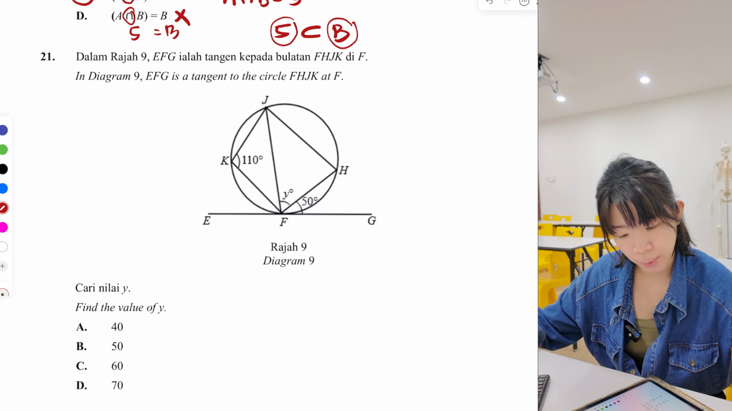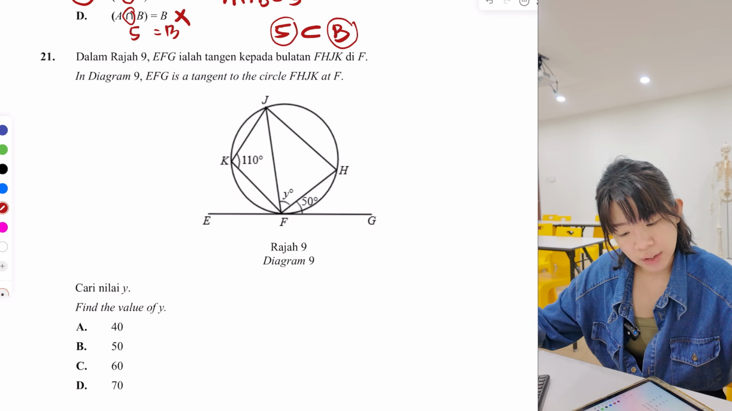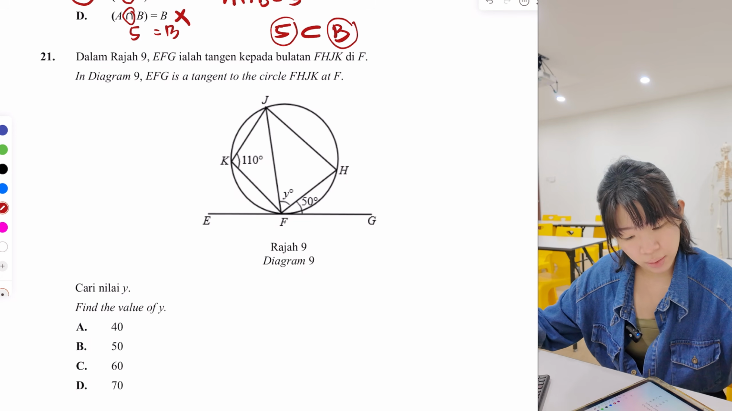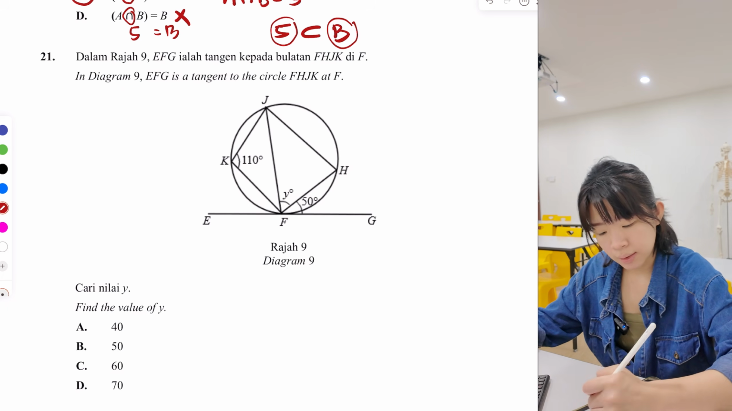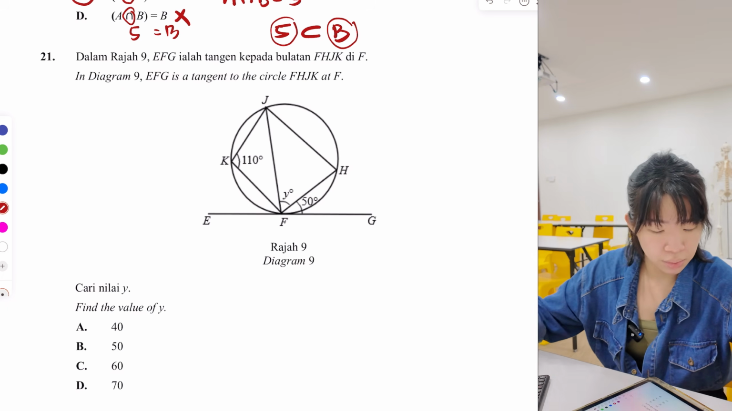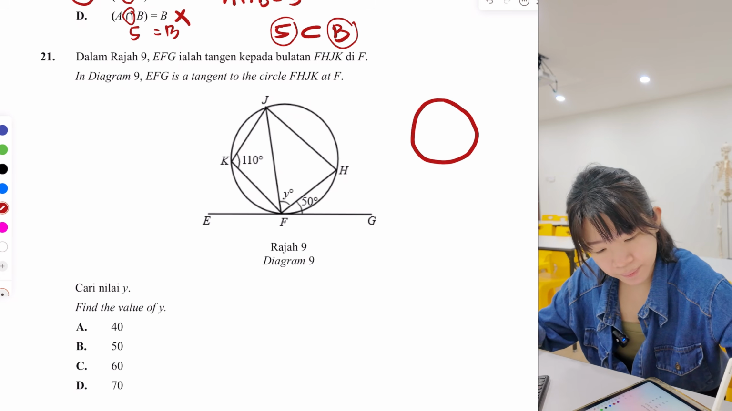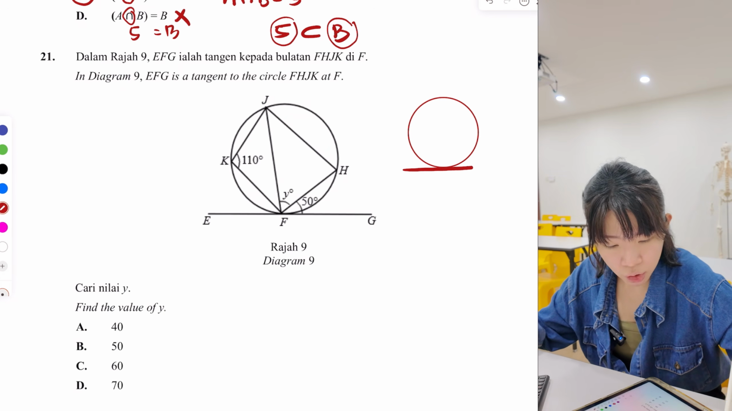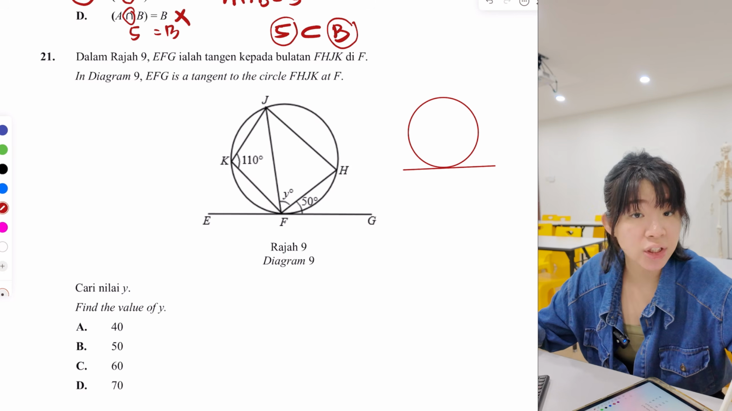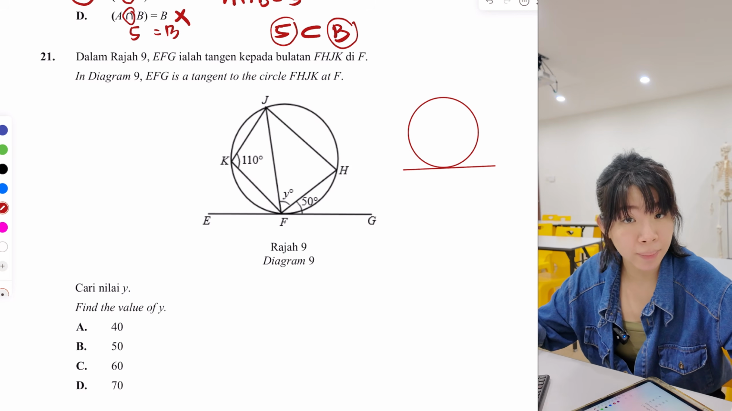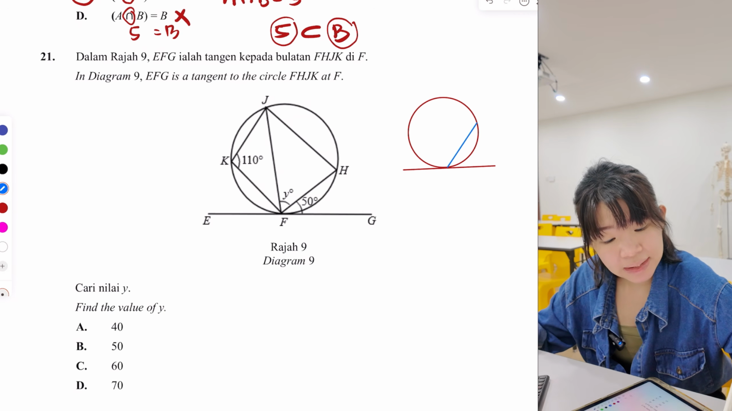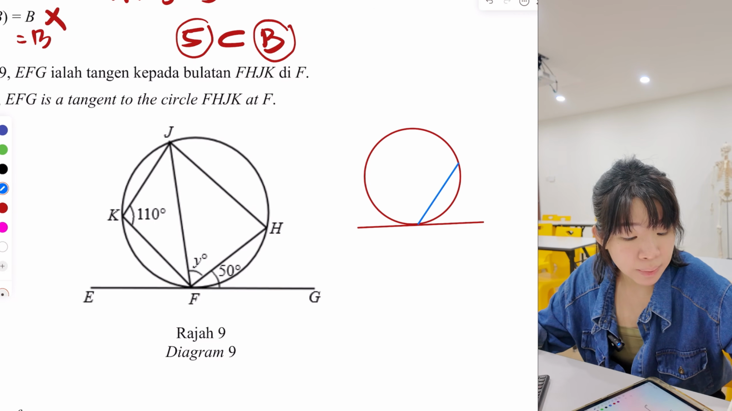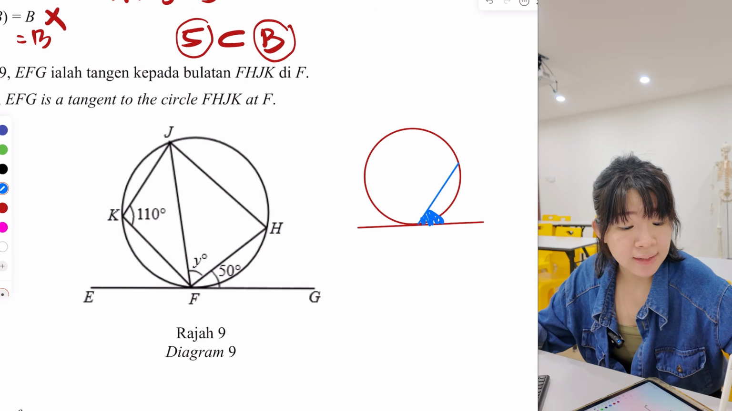Okay, let's look at question 21. EFG is a tangent. We need to find the value of y. Here we need to know two rules. First, a circle. This line is called a tangent. A tangent is a straight line that touches the circle at one point. Then here we have a chord. Now, whenever there is an angle between a chord and a tangent, which part has the same angle as this?